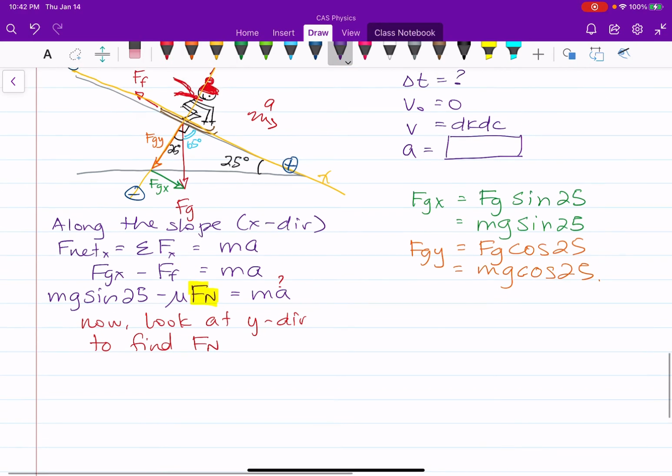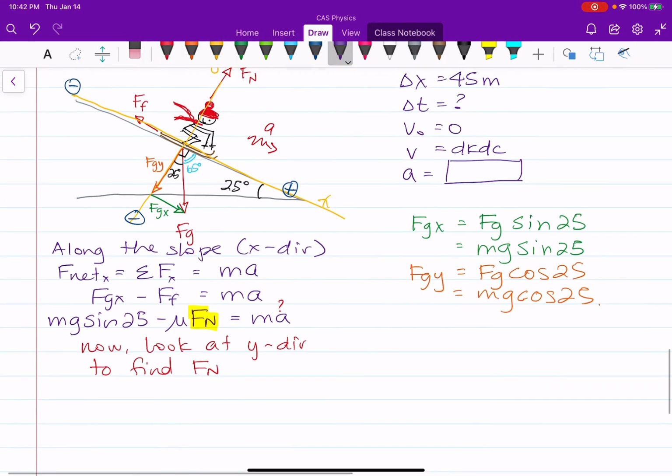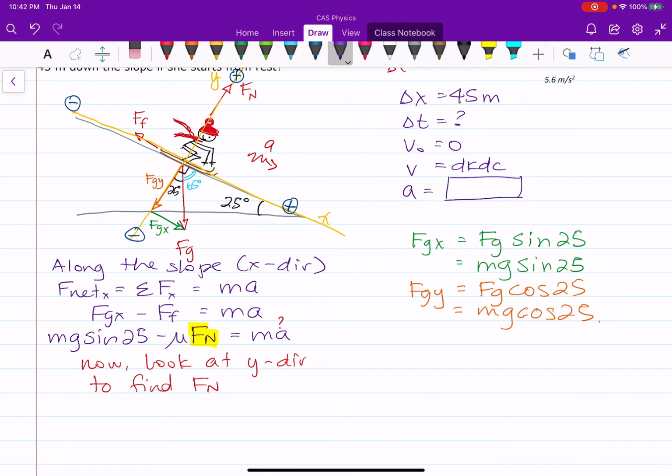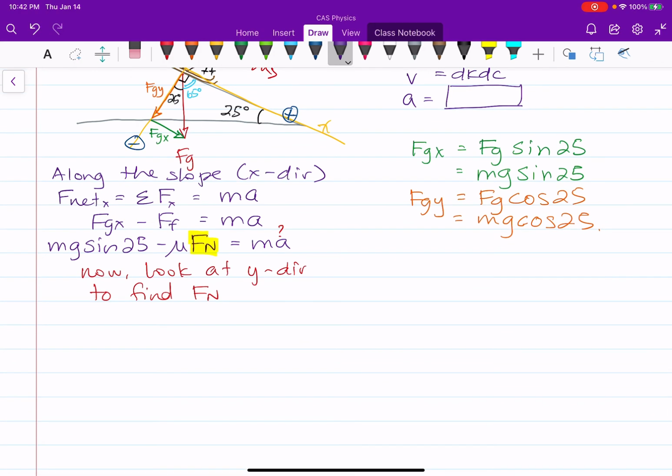So perpendicular, what do we have going on? We have the normal force acting in the positive y direction and the y component of gravity acting in the negative y direction. So we can say here perpendicular to slope, and this would be in the y direction. We have F net equals the sum of the forces. F net in the y equals sum of the forces in the y, which equals ma.